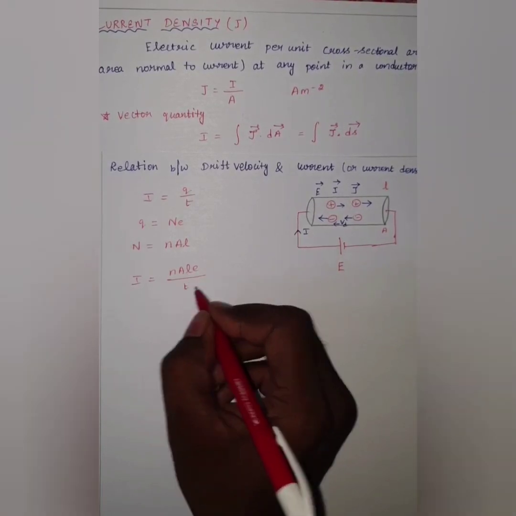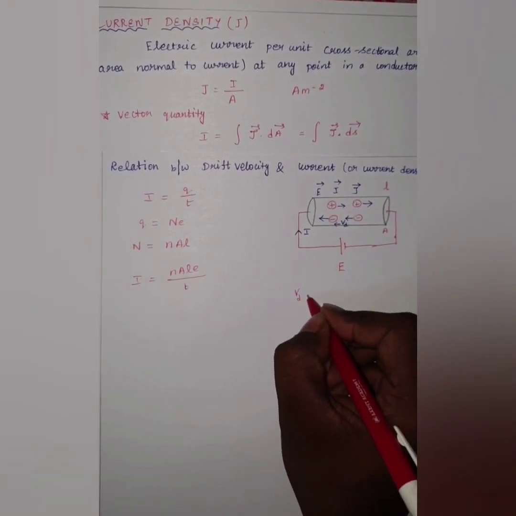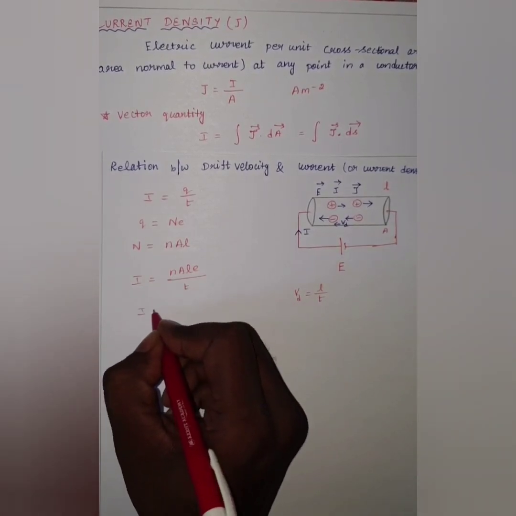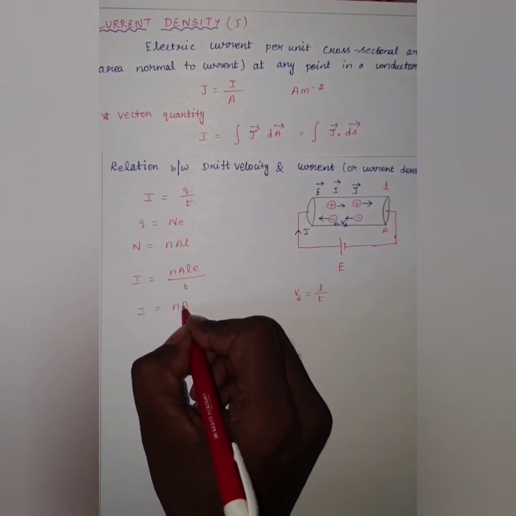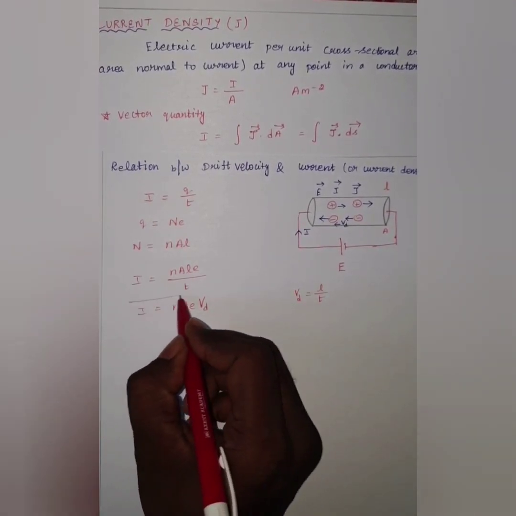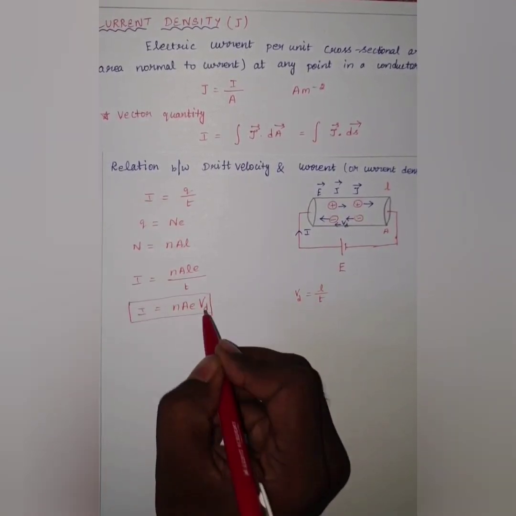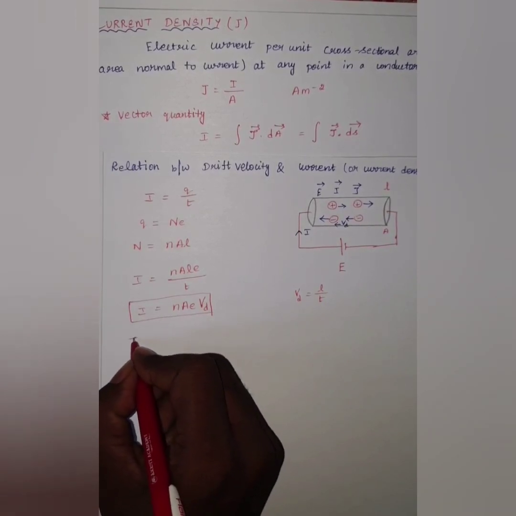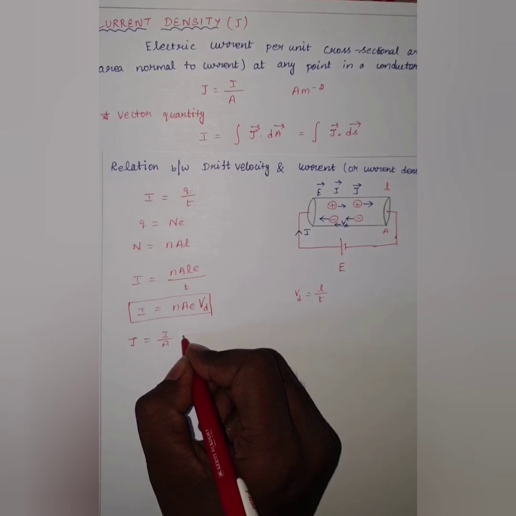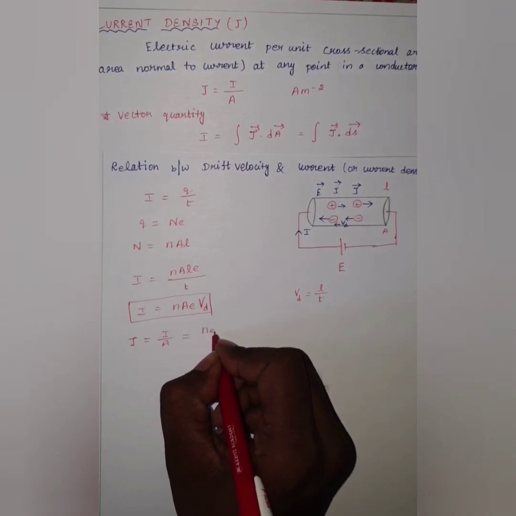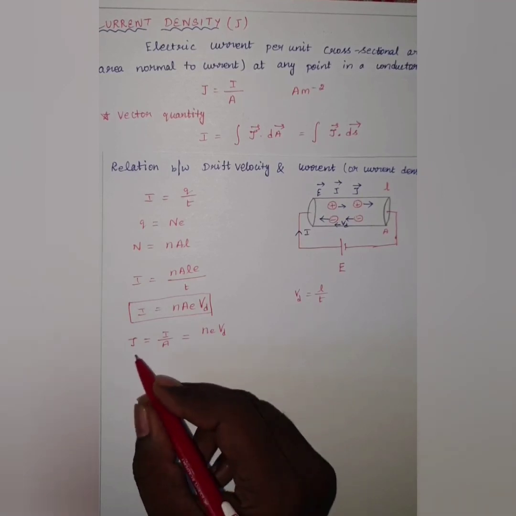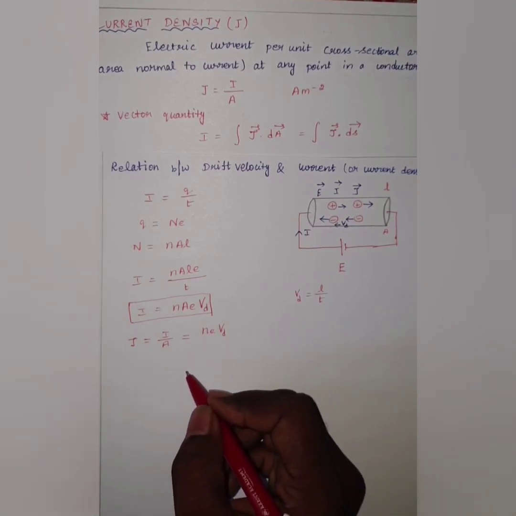Here L by T is the drift velocity Vd. So I is equal to N A E Vd. This is the formula for current. The drift current density is J is equal to I by A, so J is equal to N E Vd. This is the formula for current density in terms of drift velocity.